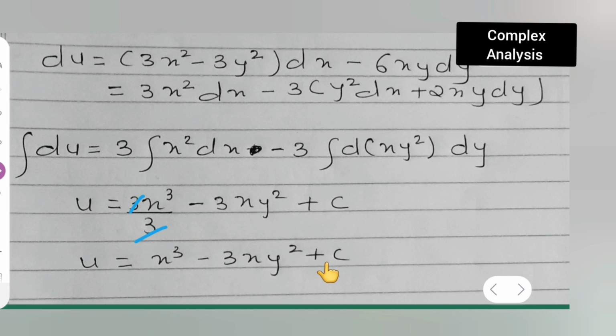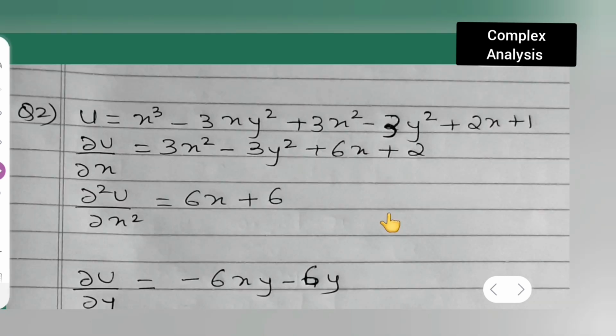Okay, so with this we are done with the second equation. So finally we have found the harmonic conjugate. We have found out the value of u. Now let us take one more problem. Now u is given, we need to find out the v.